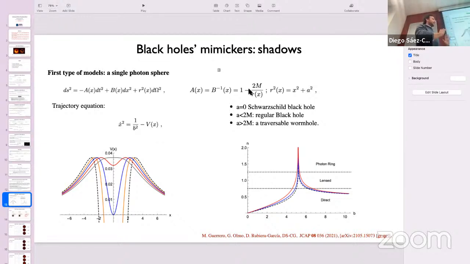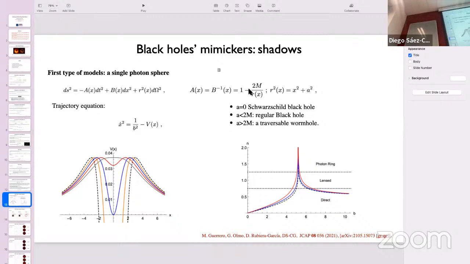The point is that, let's try to compute how the intensity, the luminosity, and the picture that you are going to have in your observatory and in your reconstruction of the data may be useful to infer which of these three cases you have. In this case, the potential is given by this picture. Depending on this parameter A, you will have a different potential shape. Actually, the dashed black line corresponds to the Schwarzschild case, and the other ones correspond to a regular black hole or a traversable wormhole.